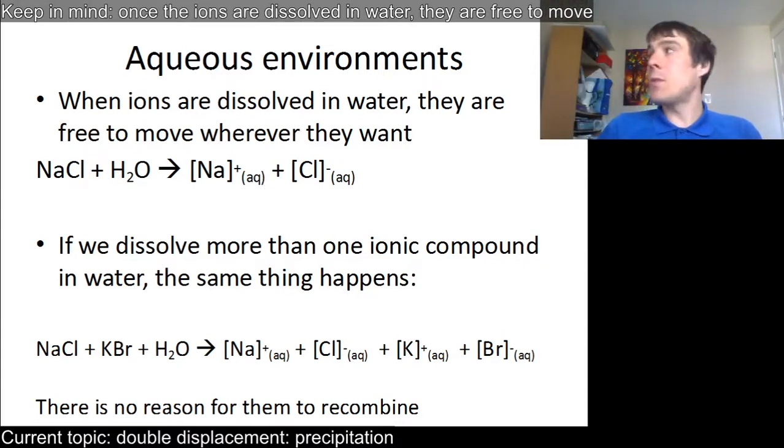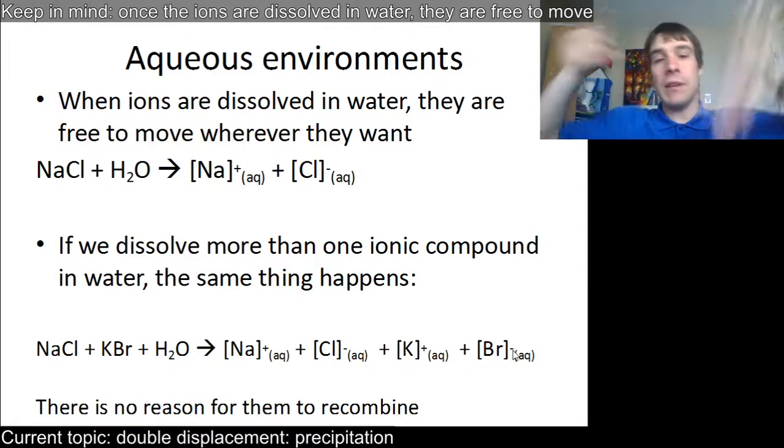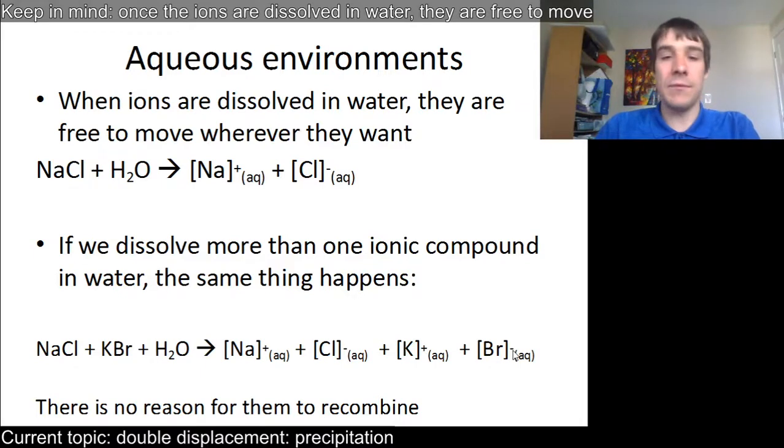If we dissolve more than one thing in the water, the same thing can happen, right? If I dissolve, say, sodium chloride and potassium bromide in water, I'll get sodium, chlorine, potassium, and bromine in my water. And they're just all floating around now, right? We've got 4 species floating around in our water.